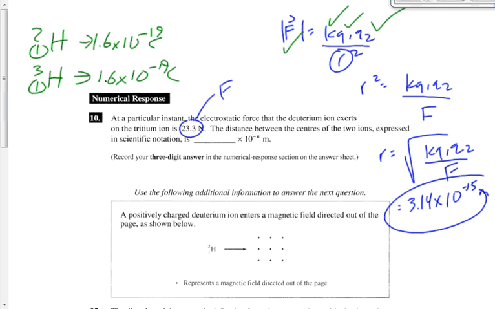They only want me to express the base on this one, right? Blank times 10 to the negative W. It's 3.14. It's not the W. We don't want the exponent there. We don't want the 15 there.